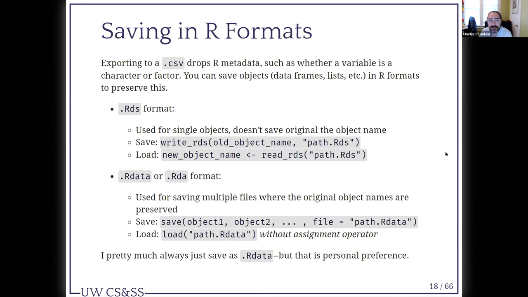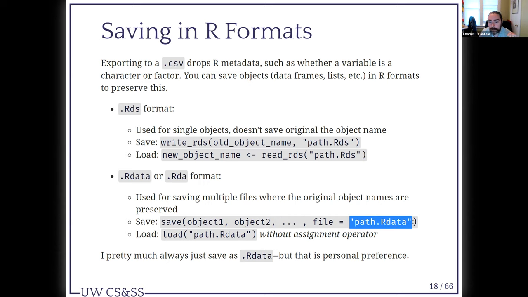In general, though, I basically always use this format instead, which is .RData or RDA format. This is used for saving multiple objects where the original object names are preserved. So you can say save object one, comma, object two, comma, object three, as many objects as you want. You could save your entire global environment that way. That's actually what RStudio does by default when you close it. It just runs the save command on every object currently in your global environment and then loads it up afterwards. You can also save only one object.